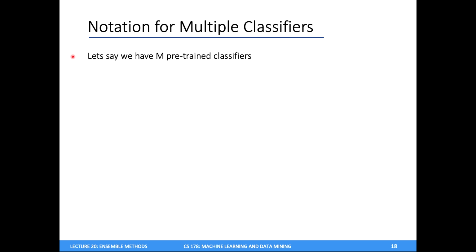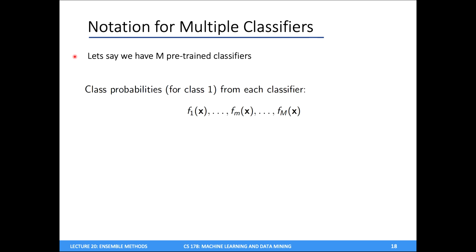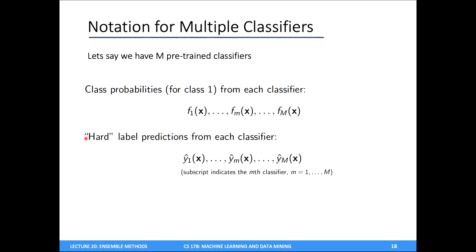Okay, more notation. Let's say we've got capital M pre-trained classifiers. What I mean is I have some data set and I went out and trained M different models. The class probabilities, i.e. the predicted outcomes from each of these classifiers, I'll denote with a subscript. So f sub 1 is my probabilistic prediction from my first classifier, f sub little m is my probabilistic prediction from my mth classifier, and so on and so forth. And of course, I can turn these into hard or predicted labels from each classifier by just taking the threshold from the previous slide. And again, y hats indicate these hard predictions.